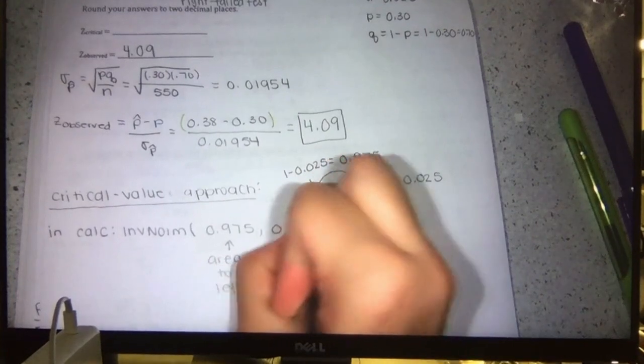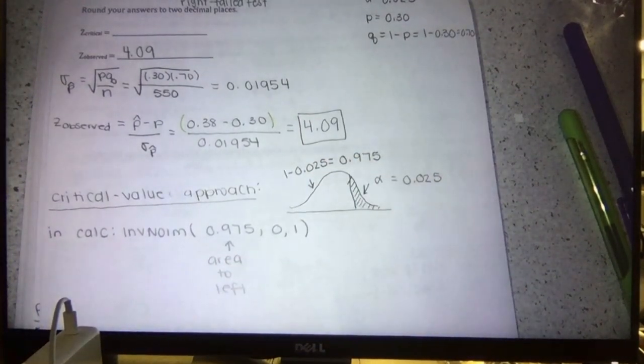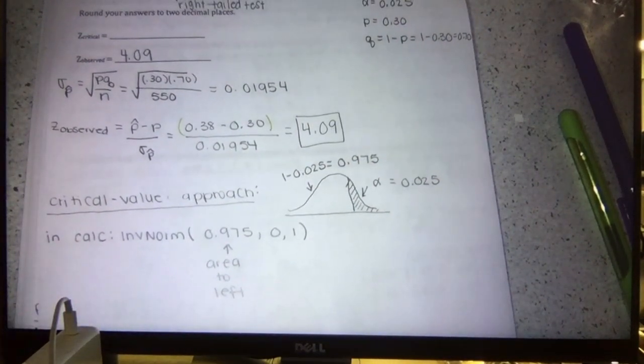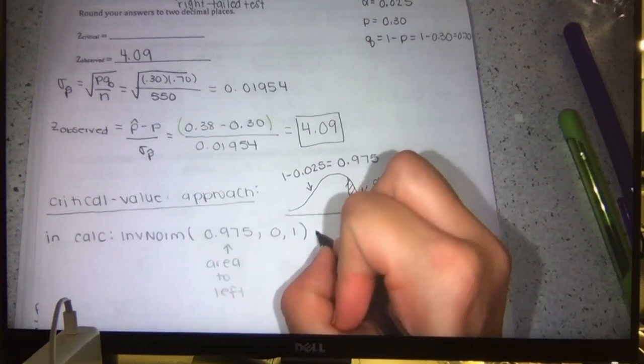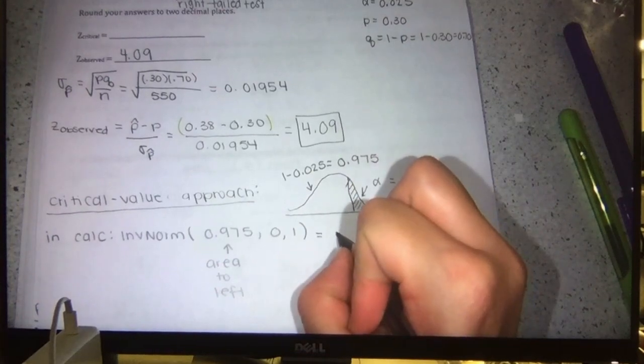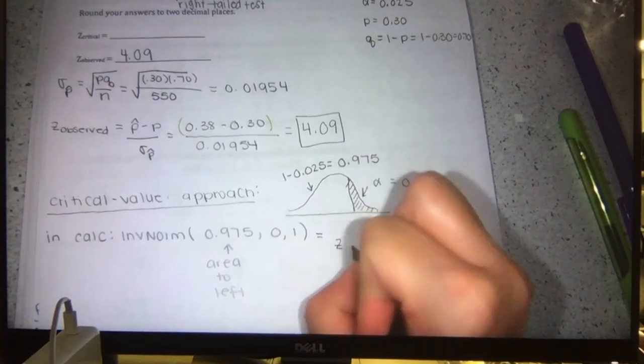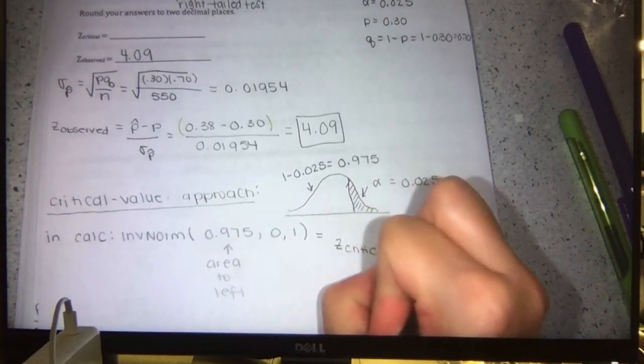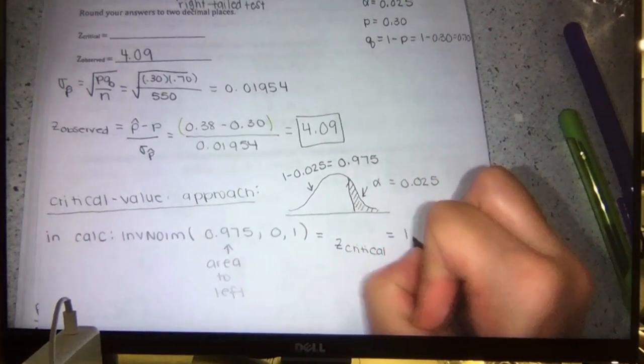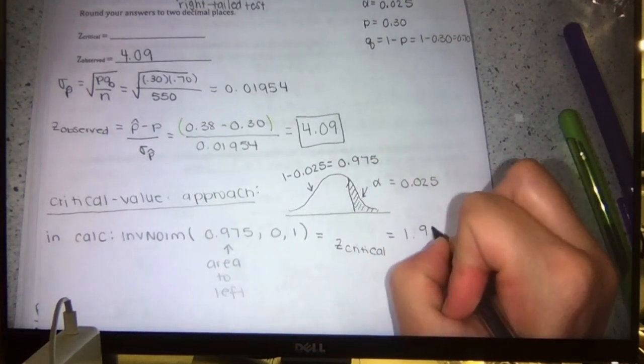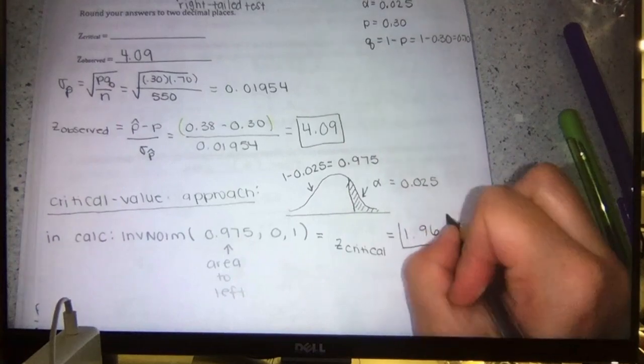Comma 0, comma 1. Second bars, inverse norm, 0.975 is our area to the left. Mu is 0, standard deviation is 1. So that means our z critical is 1.959, which is 1.96.